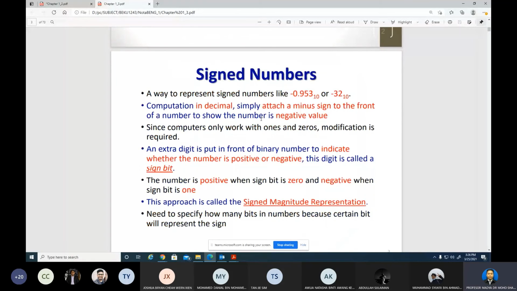So why do we need the sign number? Actually, we need the sign number because we want to represent the negative. Because of our digital technology, for example the computer, normally the computer cannot recognize the negative number. So that's why we need some sign number to recognize that this is a negative number.